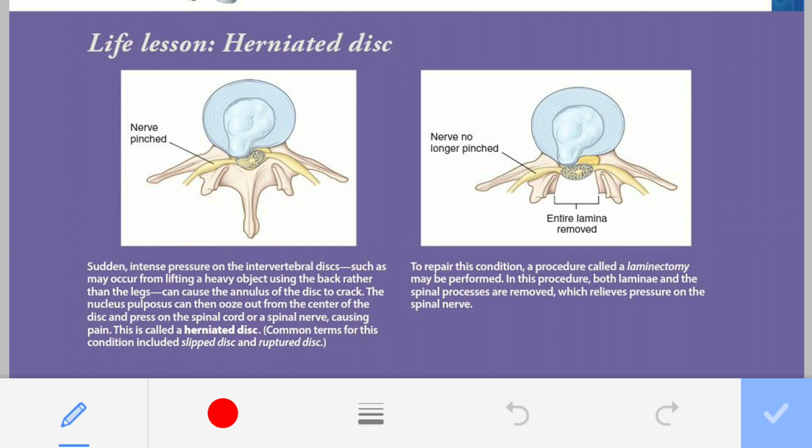And what is this pulposus doing? You can see this is the spinal cord and these are the spinal nerves. The pulposus which came out is applying pressure on the spinal nerves as well as the spinal cord. So the person is feeling the pain. Okay, so this phenomenon is known as the herniated disc.